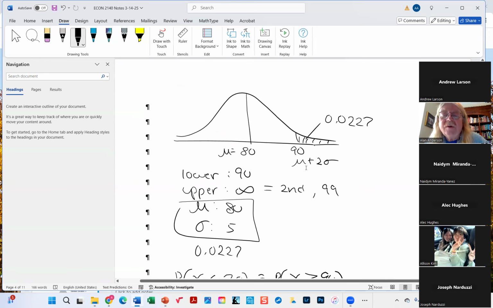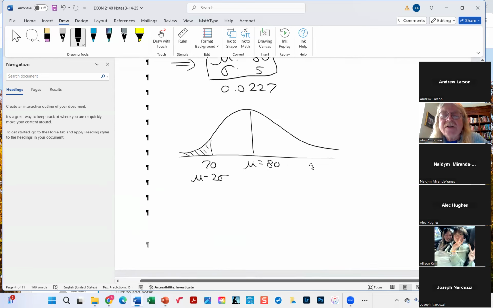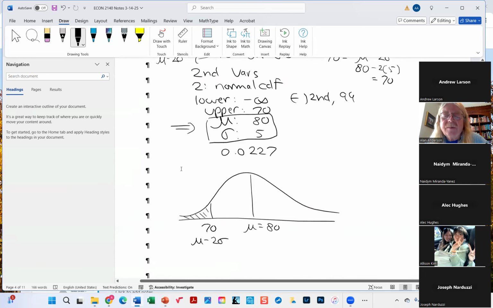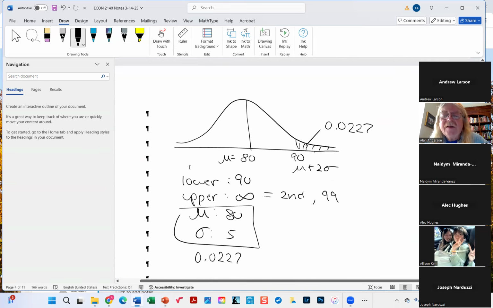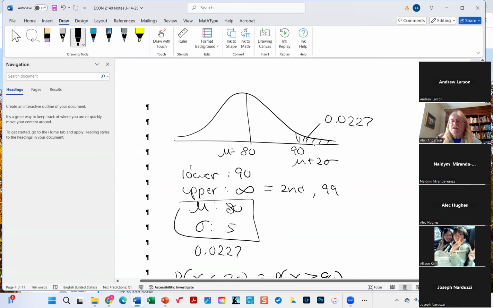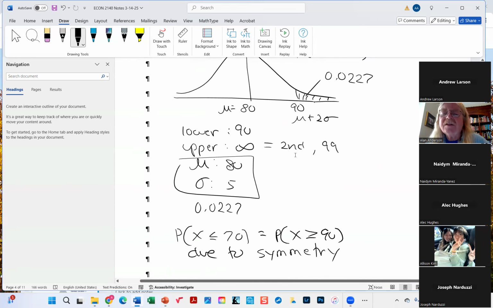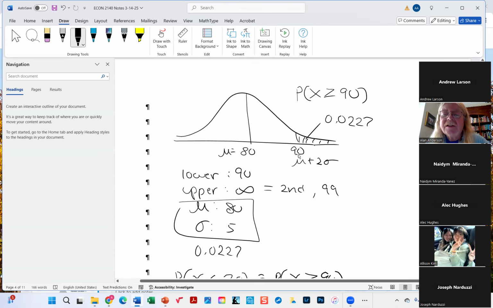Oh, look what we've done. We've reversed it. It's again one of these cases where up here we have less than or equal to 70, actually two standard deviations below the mean. Well, guess what we have here? We have the other side of that. And of course, you can see that 90 is two standard deviations above the mean. So it stands to reason that you're going to get the same answer due again to our old friend symmetry. And that's exactly what happens.